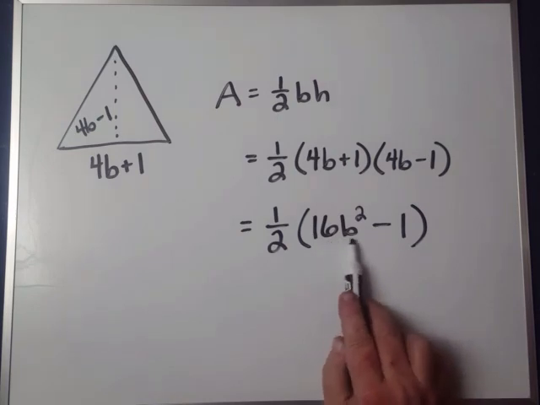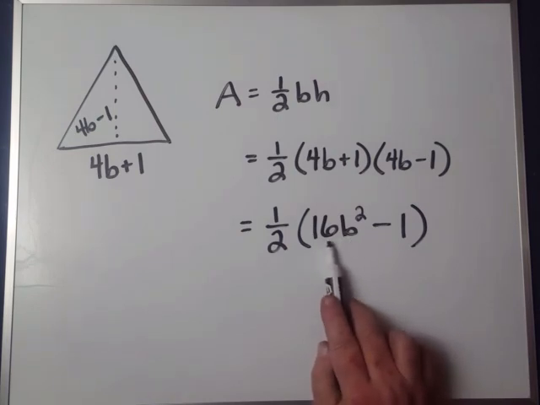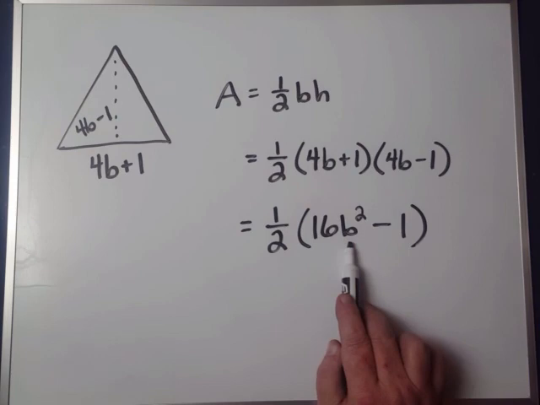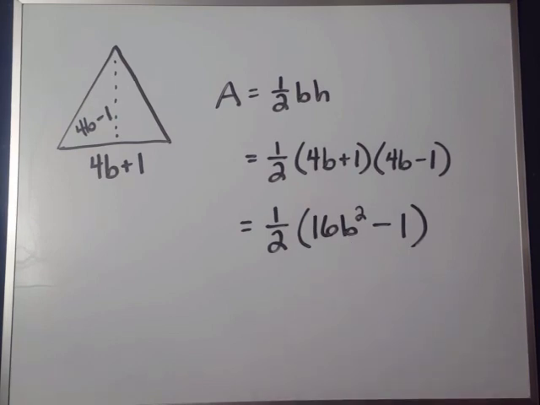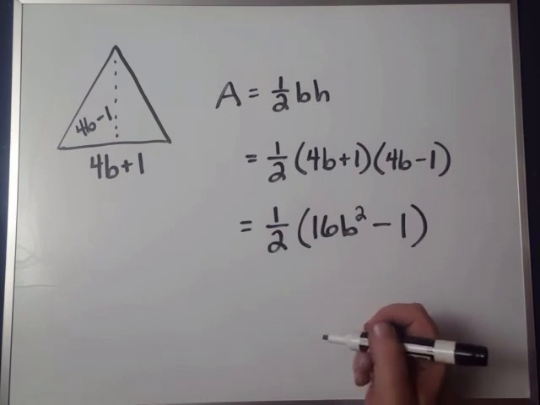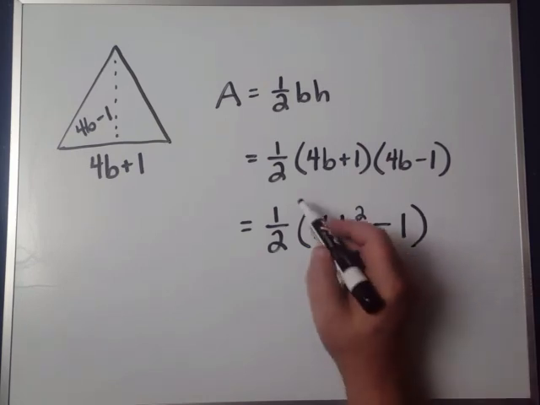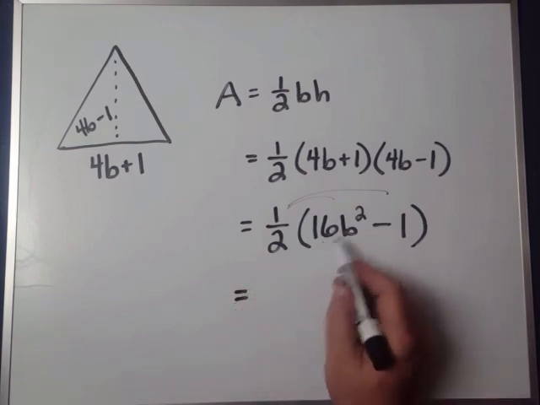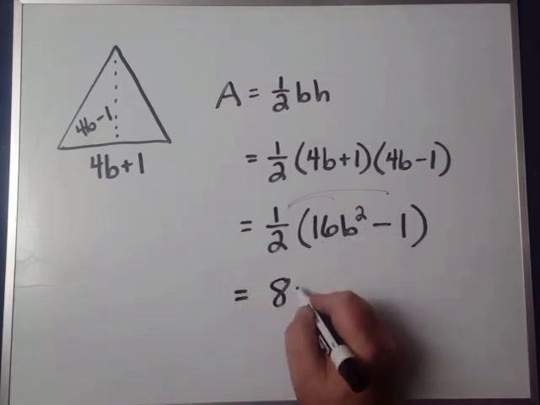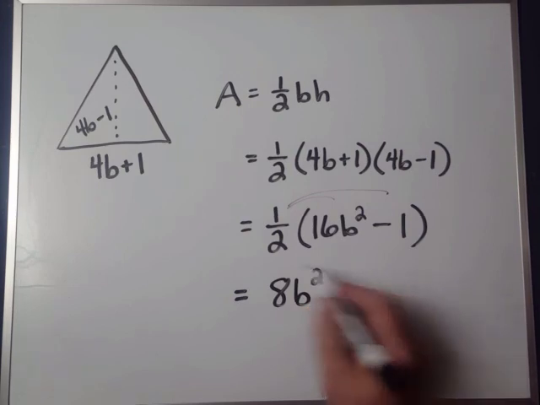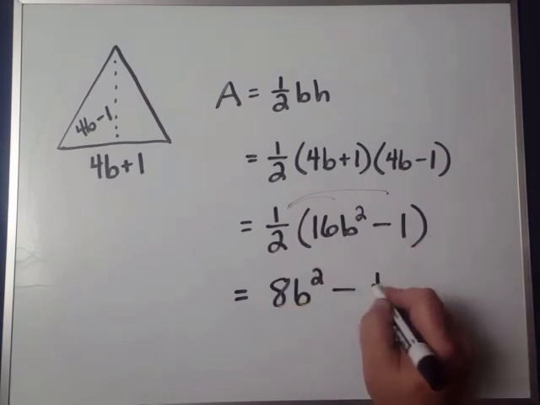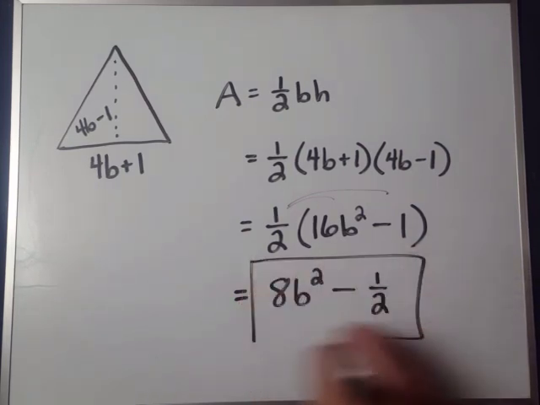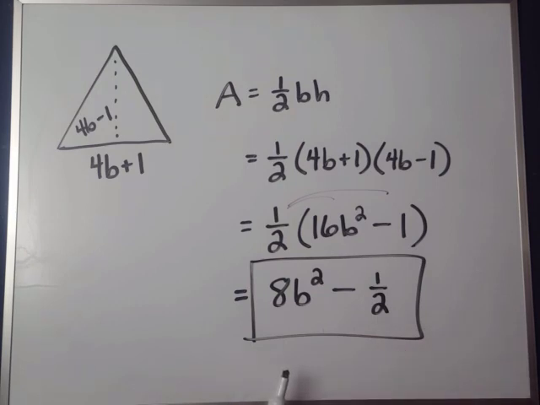This is a good example of why your 6's and your little b's should not look too similar to each other, right? As we continue to develop our technical handwriting. And then to finish this off, distribute the 1/2. Half of 16b squared is 8b squared. Minus 1/2 times 1 is just 1/2. Done. Easy enough.